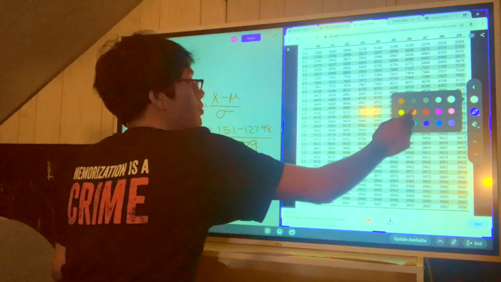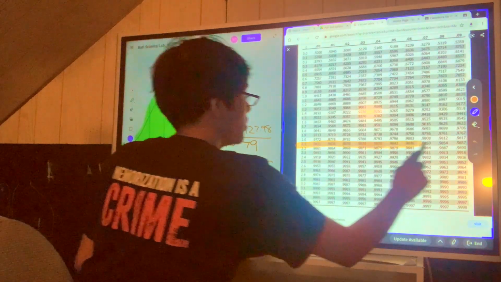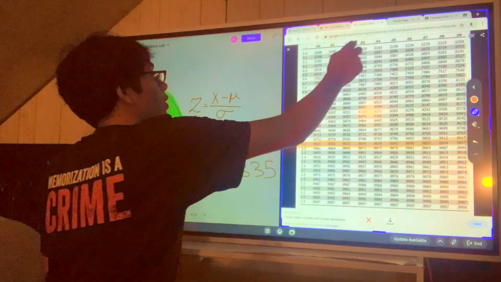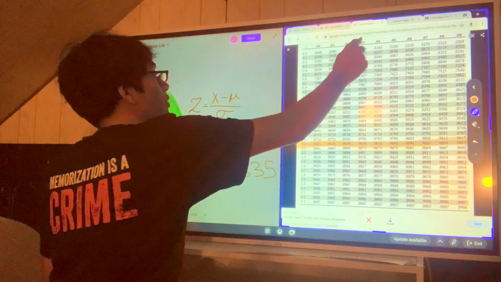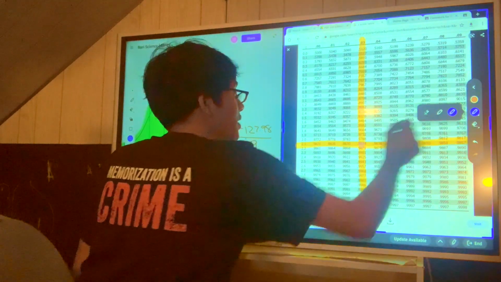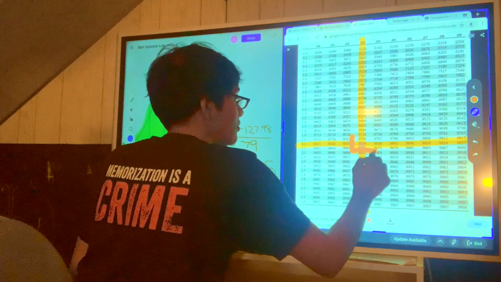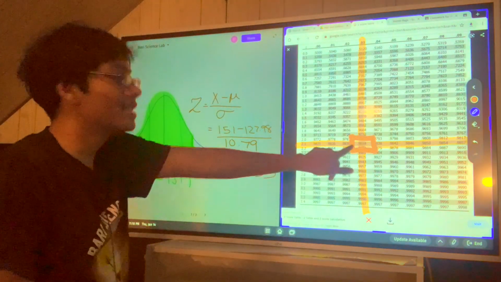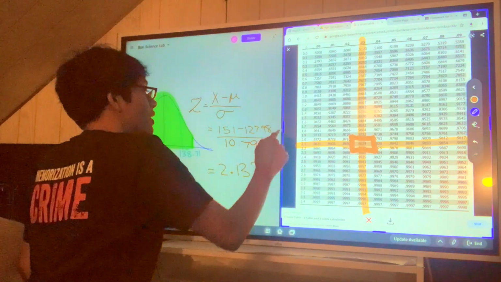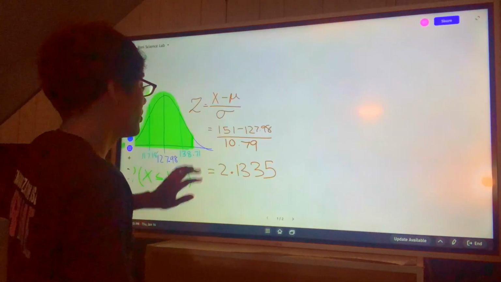2.1335, so 2.1 is along here. 2.13 would be along here. And so what do you end up with? What data value do you end up with? I'm afraid that's a bit too large, but hopefully you can see what that is. It's 0.9834. So with that in mind, what's our final probability?